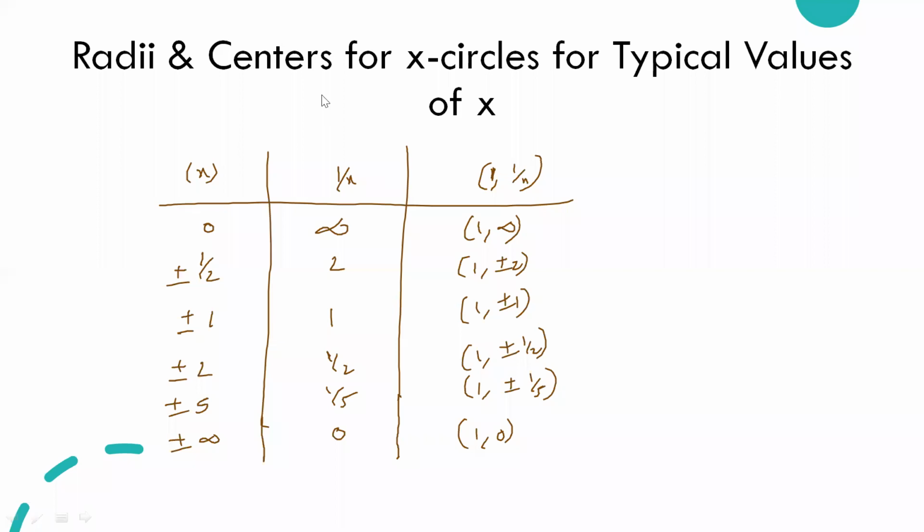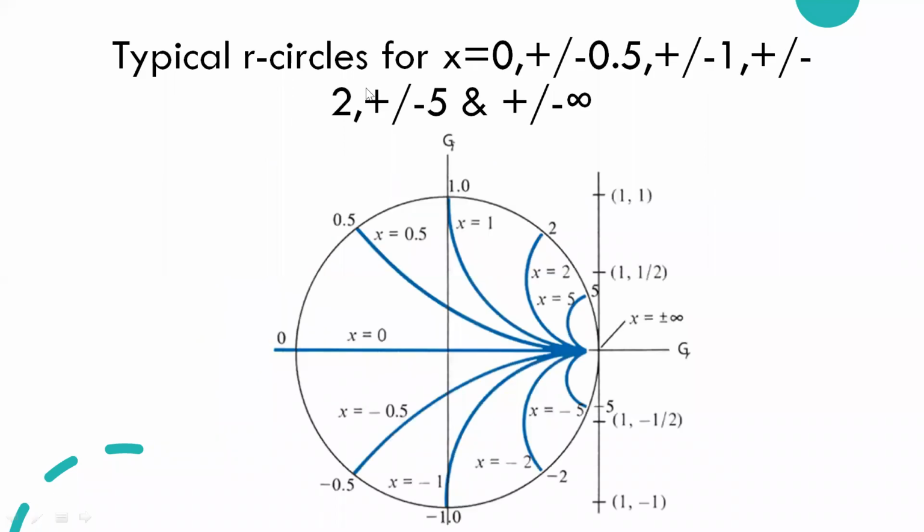If you take the typical X circles, actually it was a mistake here. It is X, not R. These are the typical X circles. For X equal to 0, the radius is infinite, so the circle is somewhere out at a far portion, and the center is at 1 comma infinity.